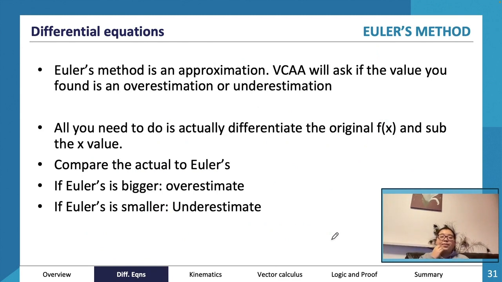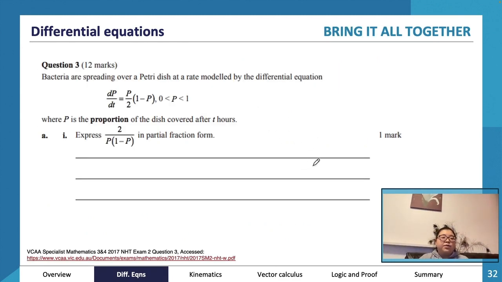Alright. So let's move on to an example of doing that. Bacteria are spreading all over a petri dish modeled by this rate, where P is the proportion of the dish covered after T hours. Express 2 over P(1 minus P) in partial fraction form. So partial fractions are very helpful, great for basically anything. So it's good to have all those partial fraction equations in your notes.